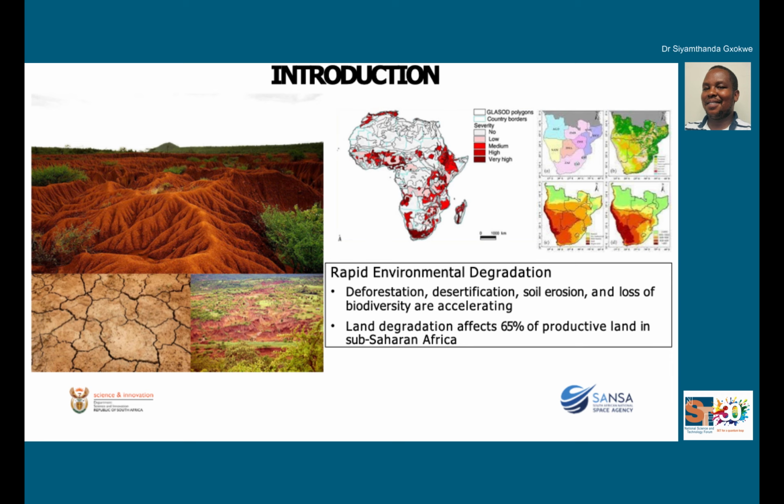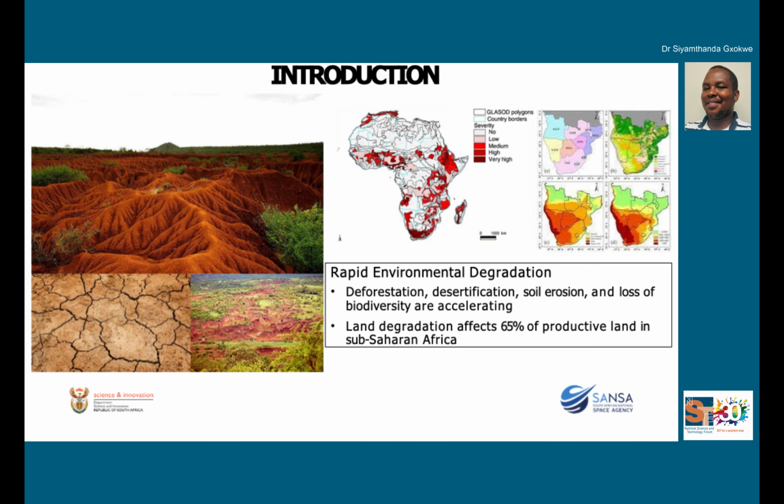The other challenge that Africa is facing is rapid environmental degradation, which speaks to deforestation, desertification, soil erosion, and loss of biodiversity, which are increasing at a very rapid rate. As a result, there are reports saying that over 65% of Africa's land has been degraded. Some of the productive land has therefore been lost within the region, which contributes to the challenges we are facing in Africa relating to environment, climate, and the other things that I've listed in my previous slide.